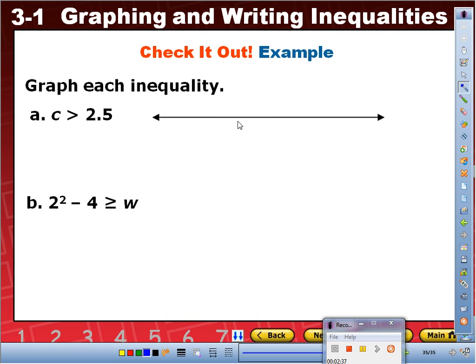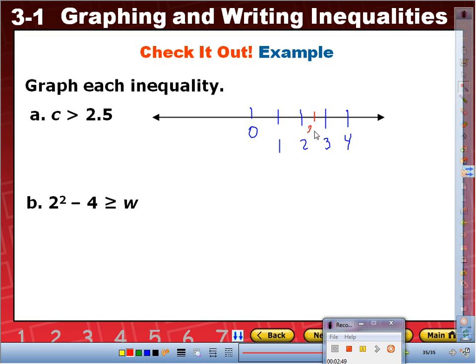All right. We got 0. We got 1, 2, 3, 4. However, this one is 2.5. 2.5 is about right here. The first thing I do, I box my inequality symbol to see if it has a little equal sign in it. Does it have an equal sign? No. So therefore, you just circle the spot. When it doesn't have an equal sign, you circle the spot.